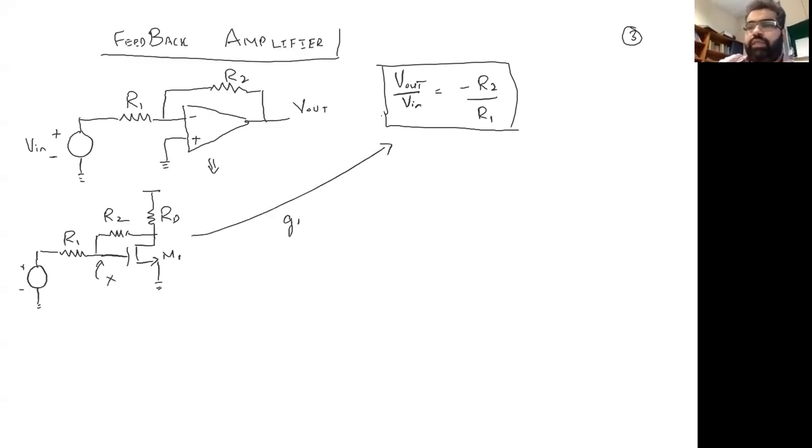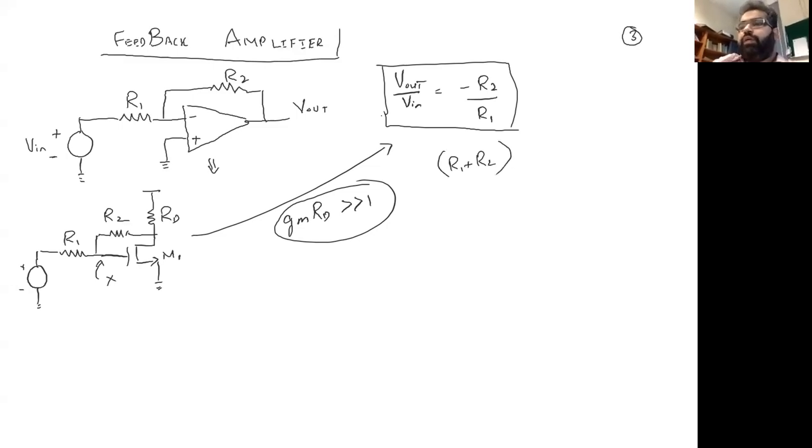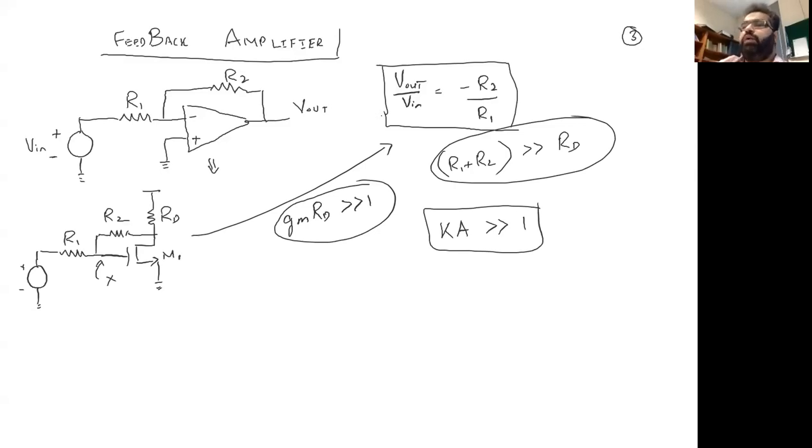So we can just directly mimic this circuit, that this is going to be like this. And we are assuming that gm RD is very much bigger than 1. Also R1 plus R2 is very much bigger than RD. So these two considerations we are making. The meaning of these things is that overall KA is very much bigger than 1. So once KA is very much bigger than 1, we are going to have V out by V in equal to minus R2 by R1, which is 1 over K in this configuration.